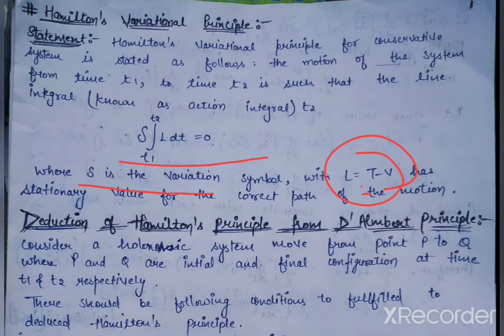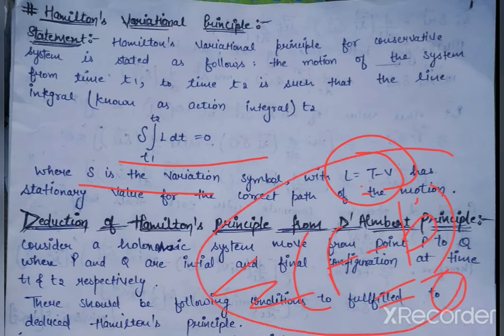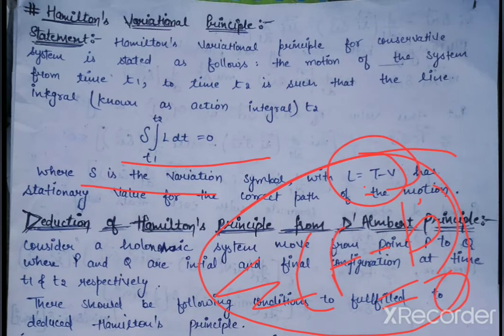Now we deduce the Hamilton principle from the D'Alembert principle. Firstly, you have to know what the D'Alembert principle is. D'Alembert principle says that the sum of the difference between the force and the momentum time derivative is 0. This is D'Alembert principle. Now we deduce Hamilton principle from this D'Alembert principle.